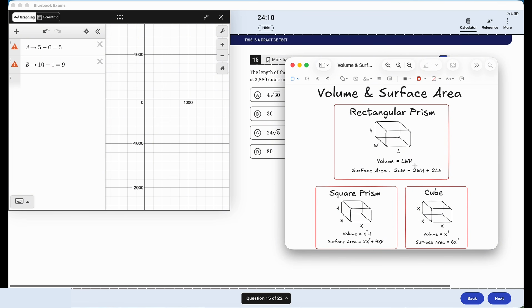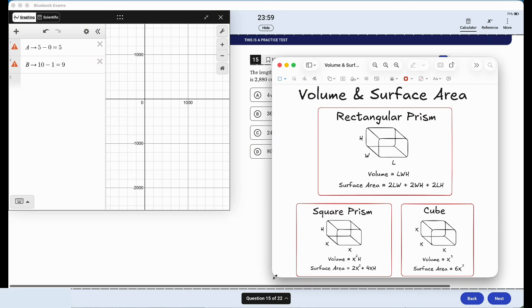Length, width, height, right? Here's your volume, they give you that. They don't give you surface area, so make sure you know how to come up with the surface area equation. It's just the area of all the sides, the 6 sides. But then what they have is like 2 iterations of this, right?